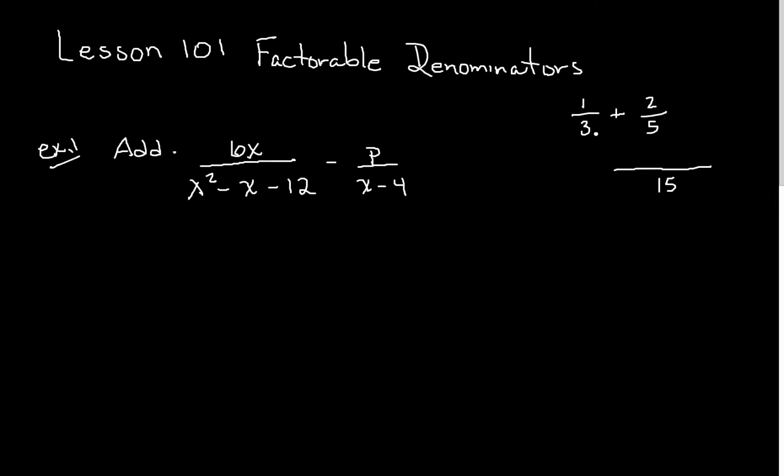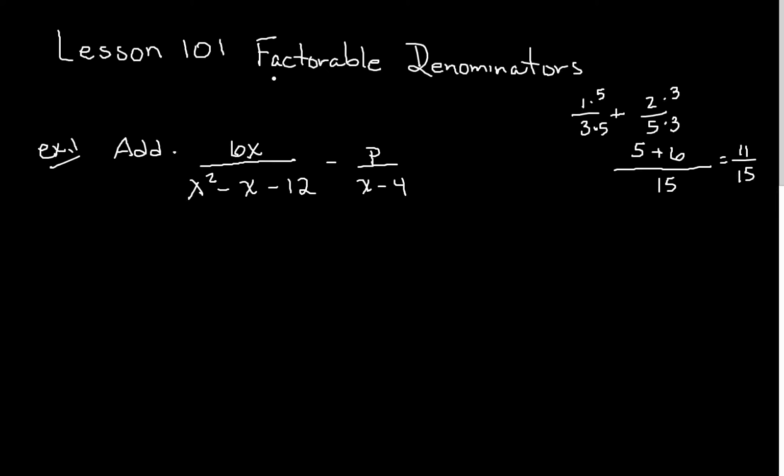In order for the 3 to be a 15, you need to take it times a 5. And whatever you do to the denominator, you have to do to the numerator. And for the 5 to become a 15, to have the same denominator, you have to take it times a 3. So we do that to the top and bottom. And so we get 5 plus 6, and we would get 11/15. Basically, that's what we're going to do for these problems. We're going to find a common denominator.